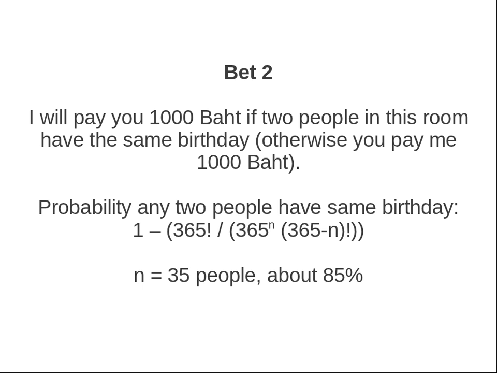It's a little bit more complex, but not hard. The probability that any two people have the same birthday, they don't have to be the same day as mine. With 35 in the room, the chance that any two of us have the same birthday is about 85%. You should have taken the bet. You would most likely have won, assuming random distribution of birthdays.